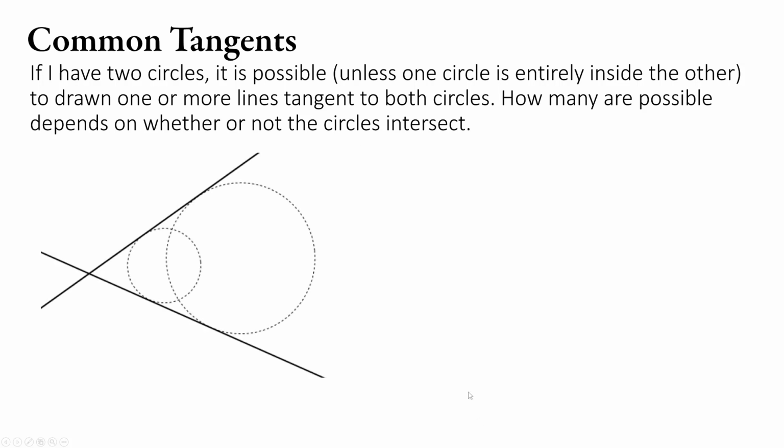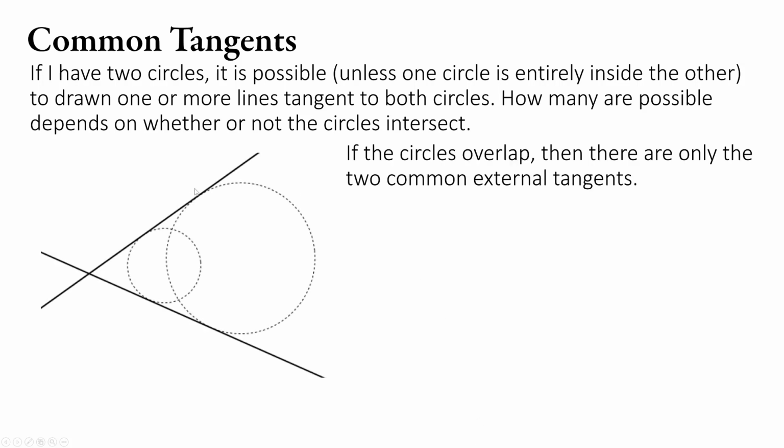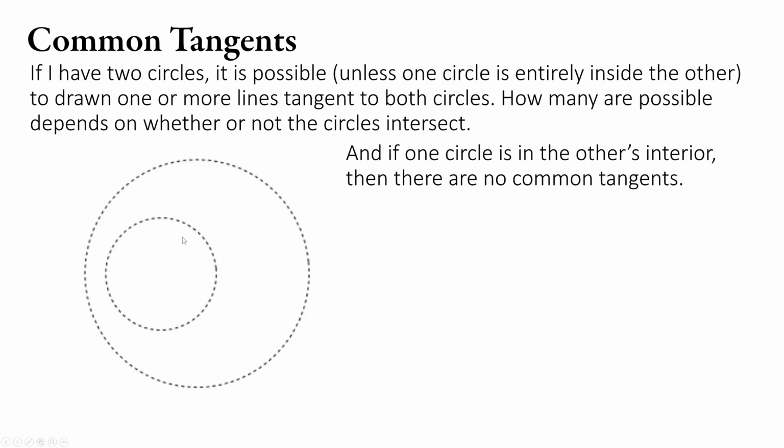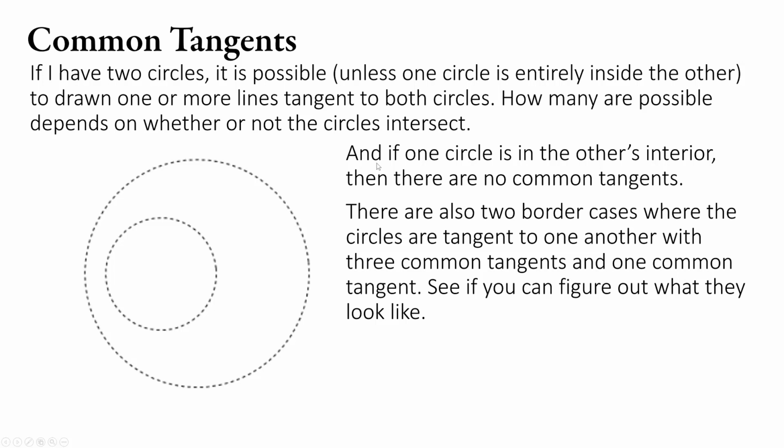If the circles intersect, then we only have two common tangents. There's no longer any interior common tangents, just these ones out here. And if one circle is in the interior of the other, then there are no common tangents. You can't be tangent to the smaller circle without passing into the bigger one. There are also two border cases where the circles are tangent to one another, where you have three common tangents or just one common tangent. We want to see if you can figure out what they look like.